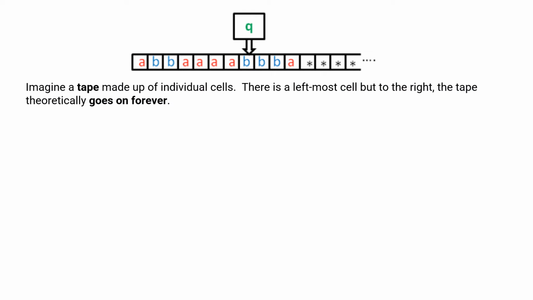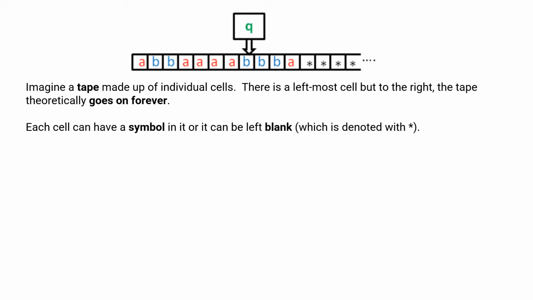To understand a Turing machine, you need to imagine a tape made up of individual cells, like you see here. There's a leftmost cell, but to the right, the tape theoretically goes on and on forever. Each cell in the tape can have a symbol in it, or it can be left blank. If it's left blank, we put in an asterisk, which basically represents that we're keeping that blank.